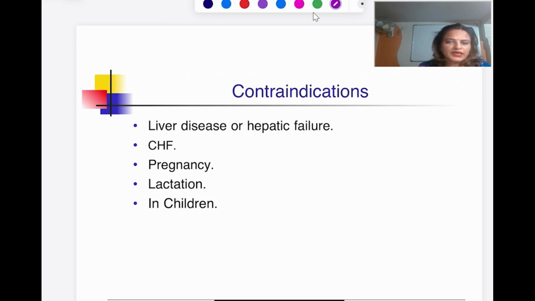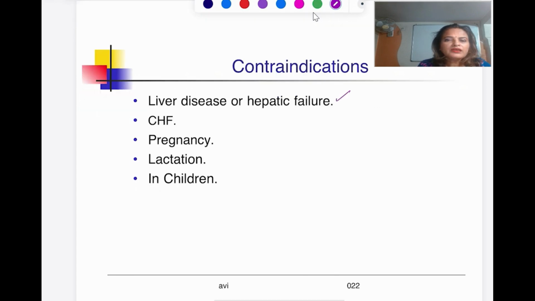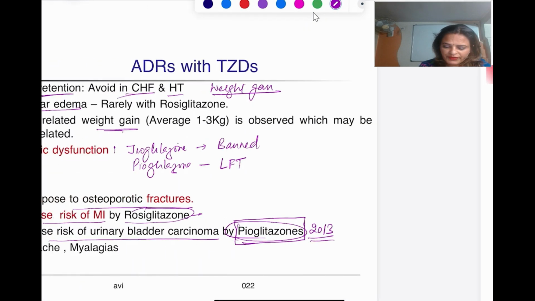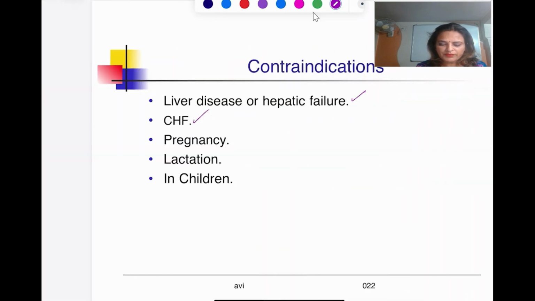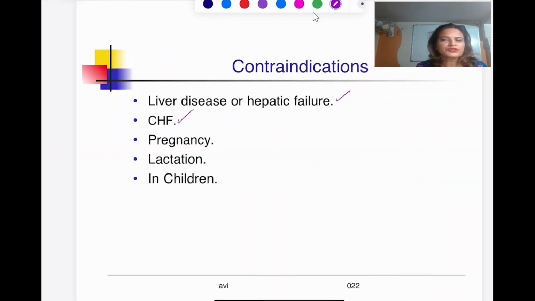It is hepatotoxic, so we have to go for LFT. Fluid retention and CHF, then osteoporosis and fracture, myocardial infarction, urinary bladder carcinoma. Okay, so all these are the adverse effects. Keep this in the adverse effects of thiazolidinediones, that is very, very important. So these are the important contraindications: hepatic disease, congestive heart failure, pregnancy, lactation, and in children.